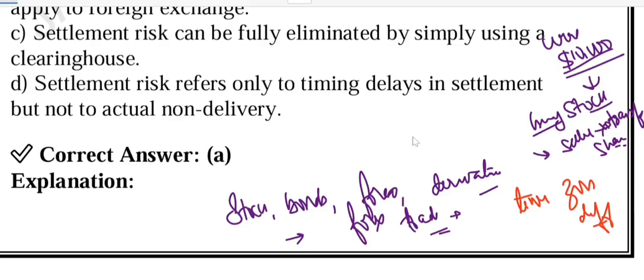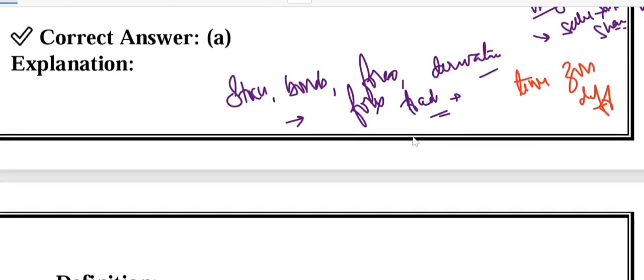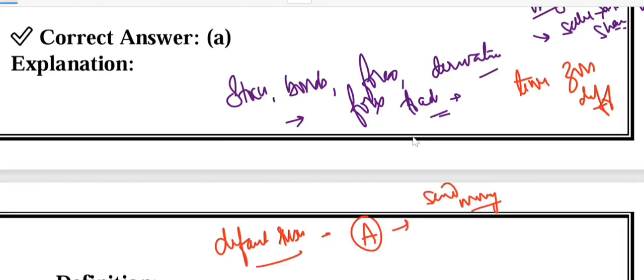If you talk about the types of settlement risk, there are two types. The first one is called default risk. What happens in the case of default risk? Suppose there are two parties. Party A sends money, but party B never delivers the goods. So this is called default risk.